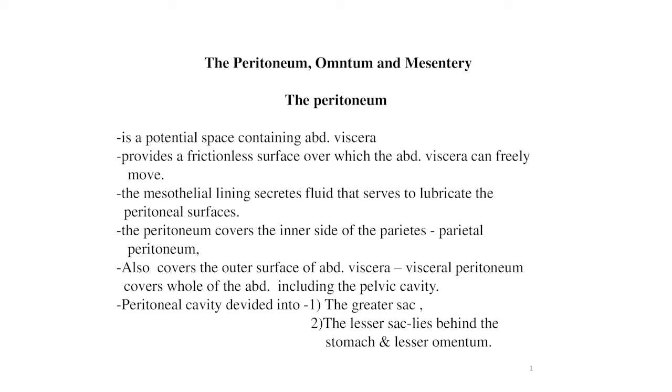Normally, there is about 100 ml of clear straw colored fluid in the adult, and the quality and the quantity of this fluid may change with various pathological conditions. The visceral peritoneum covers the whole abdomen, including the pelvic cavity. The peritoneal cavity is divided into two parts: the greater sac, and the lesser sac, which lies behind the stomach and the lesser omentum.